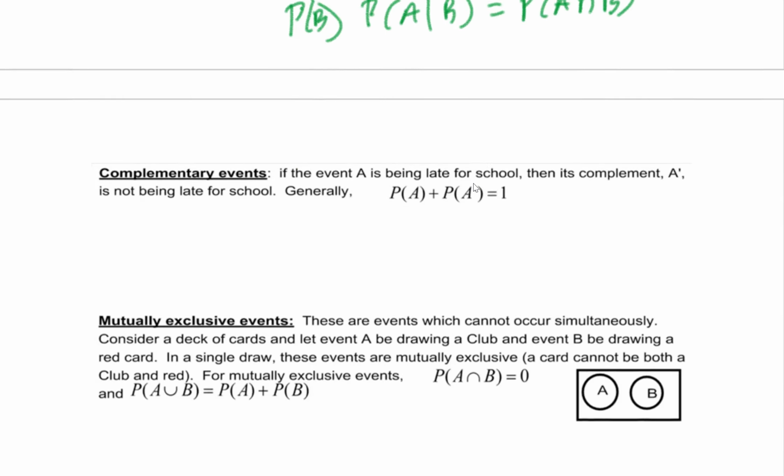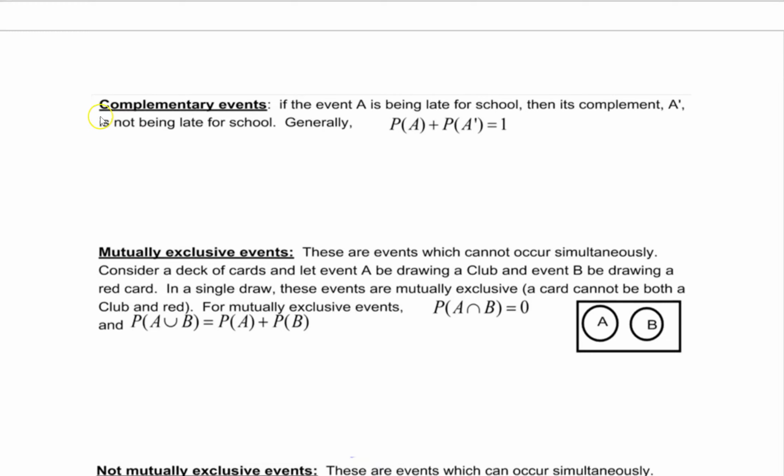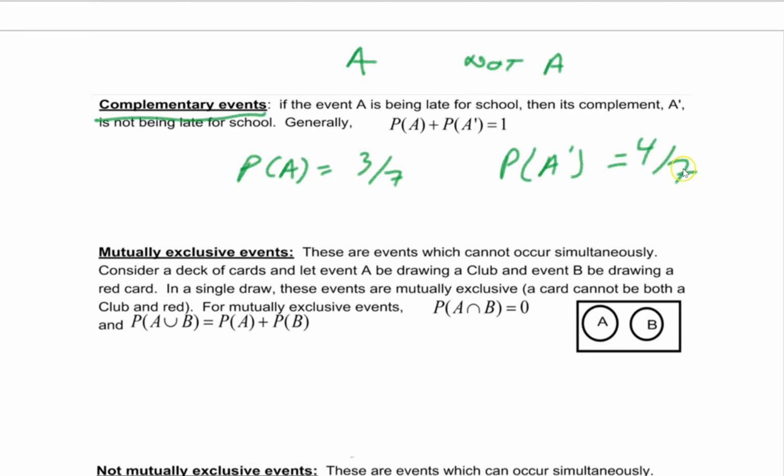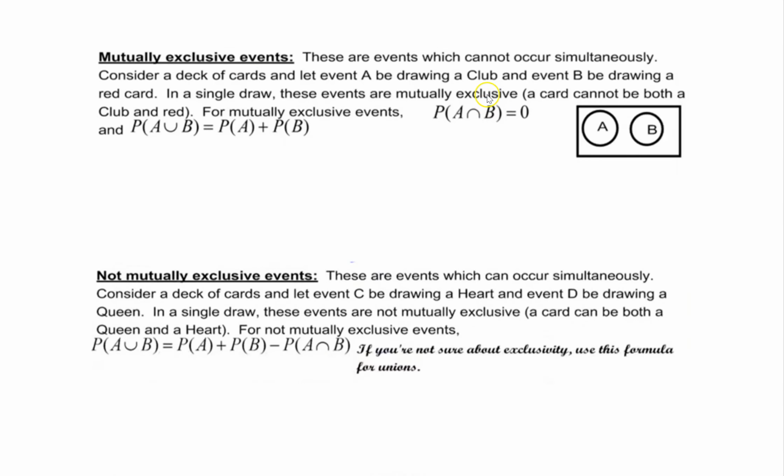A little more vocab. Complementary events. All that means was A or not A. Now, this is a formula. It's the easiest thing in the world. If I say the probability of A happening is 3/7, the probability of not A happening, it's the rest. It fills the hole. So 4/7. So that's all it is. Complementary events, they add up to be 1. General idea.